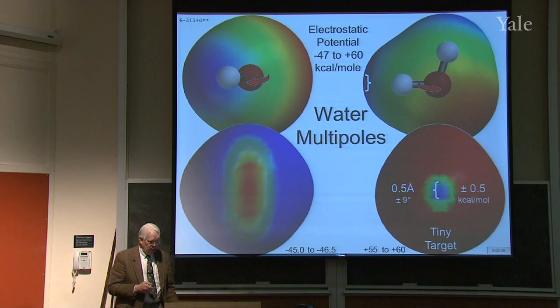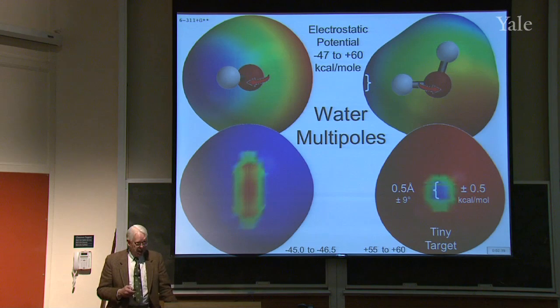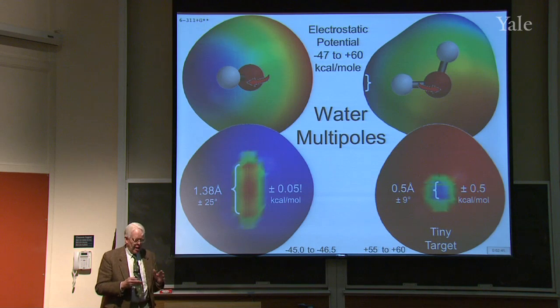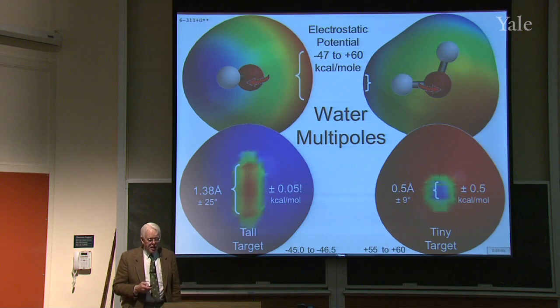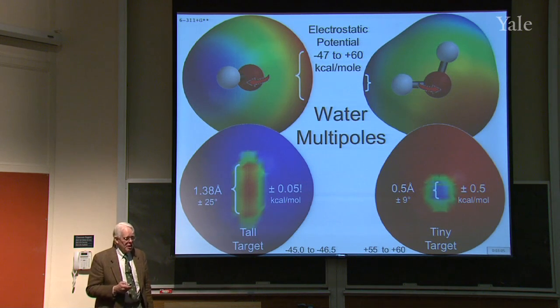And even if we go further to only 1.5 kilocalories per mole, for the entire color scale, you can see that the red range goes quite far up and down, 1.38 angstroms, plus or minus 25 degrees, and the energy change is only 0.05. So it's a very big red target that you can tolerate. So you have a tall target there and a small target on the other one, right?